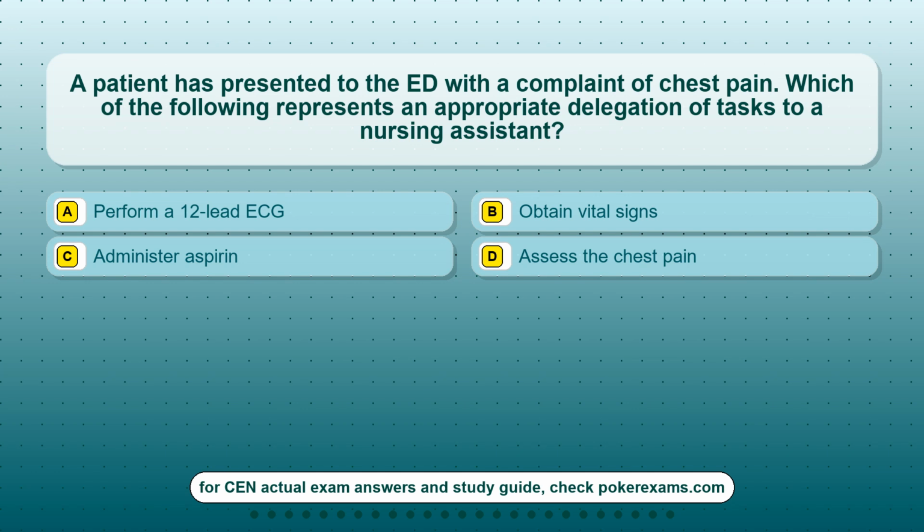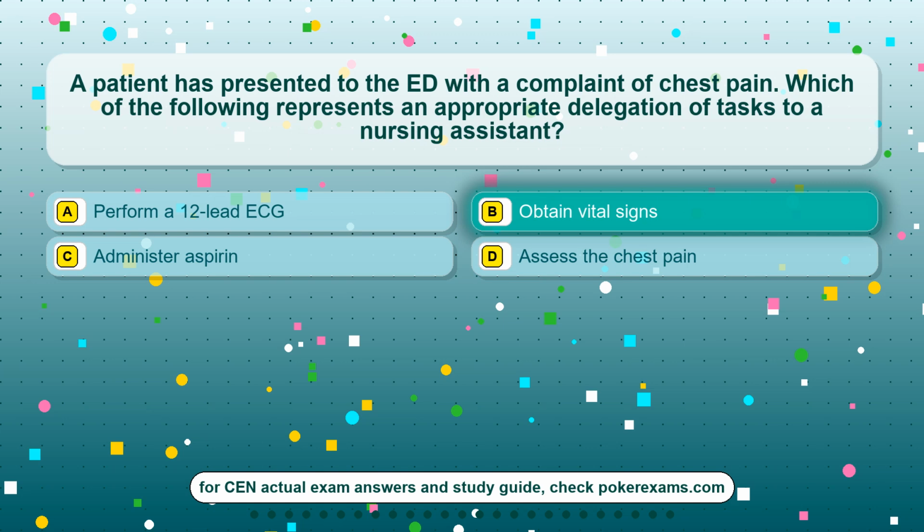Question 4. A patient has presented to the ED with a complaint of chest pain. Which of the following represents an appropriate delegation of tasks to a nursing assistant? Option A, perform a 12-lead ECG. Option B, obtain vital signs. Option C, administer aspirin. Option D, assess the chest pain.